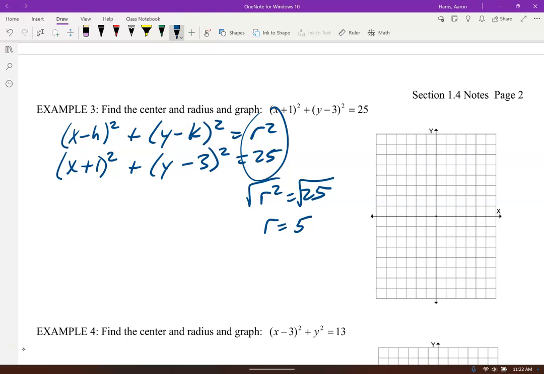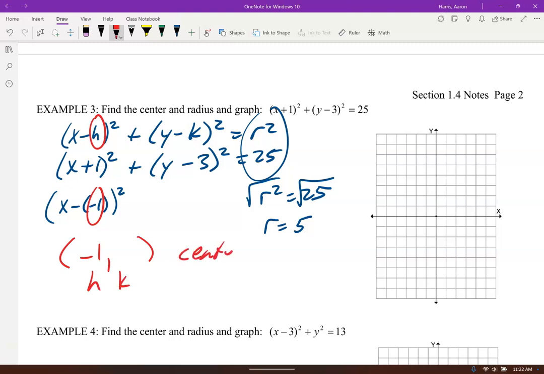Now, what's our h here? Well, the h is kind of tricky because it's x minus the h, and the h follows the minus, right? So if I have a plus, I like to write it this way, so that you hopefully recognize that h is actually negative 1 here. Negative 1, because I'm finding my center h, k. This is my center. So my h is negative 1. And over here, y minus 3, so the k is 3. So negative 1, 3 would be the center of this thing with a radius of 5.